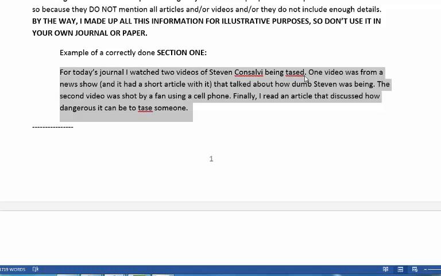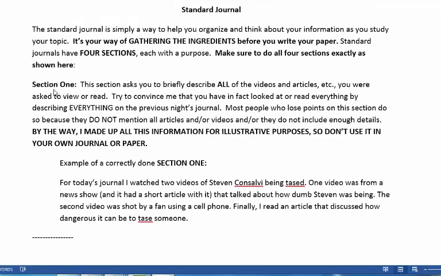For today's journal, I watched 2 videos of Stephen Consalvi being tased. One video was from a news show, and it had a short article with it that talked about how dumb Stephen was being. The second video was shot by a fan using a cell phone. Finally, I read an article that discussed how dangerous it can be to tase someone.